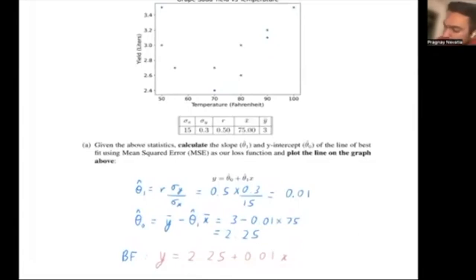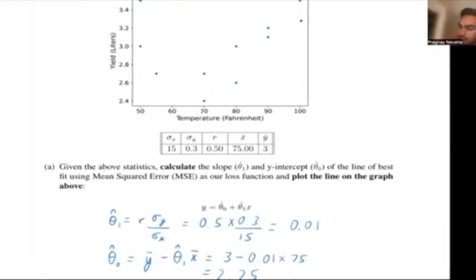So let's make a point around 3.25 for x of 100. Roughly speaking, that red point will go there. Then you can do the same for 50, in which case it will be 2.75. So let's say somewhere here. And then you'll just connect them. Okay, so that should be your line of best fit.